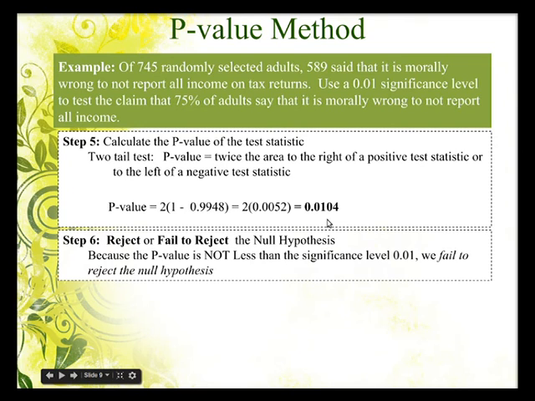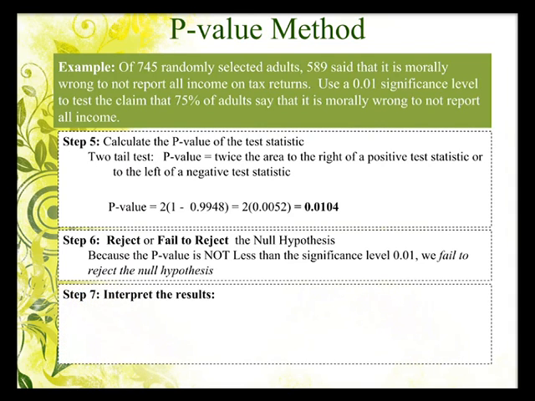Now we decide if we reject or fail to reject the null hypothesis. But look at the p-value and compare it to our significance level. Our p-value is just a little bit bigger than our significance level. So we're going to fail to reject the null hypothesis.